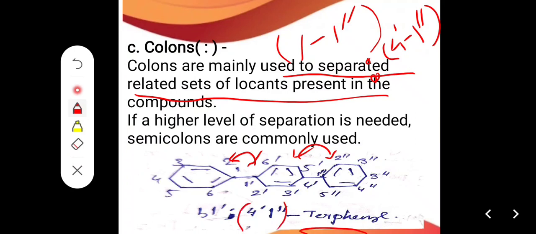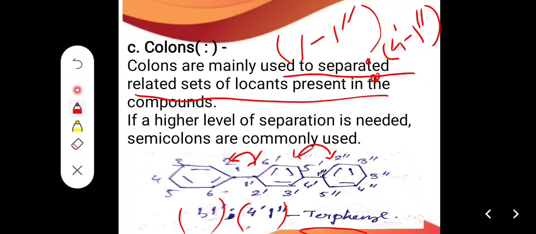This is related because the first two phenyl rings are attached by the linkage of 1 and 1 prime, okay, and the second and third phenyl groups are attached due to the 4 prime carbon and 1 double prime carbon. So the related locants are 1, 1 prime and 4 prime, 1 double prime. So in between two related locant sets we write a colon, okay. So colons are mainly used to separate related sets of locants present in the compounds.